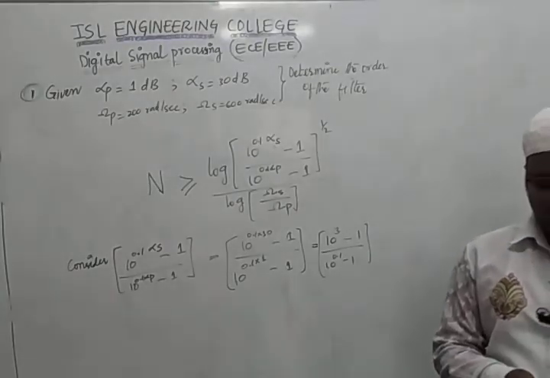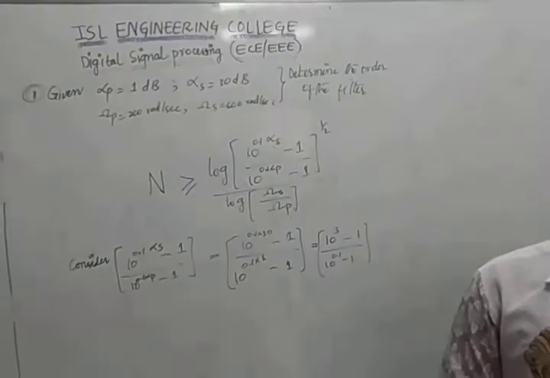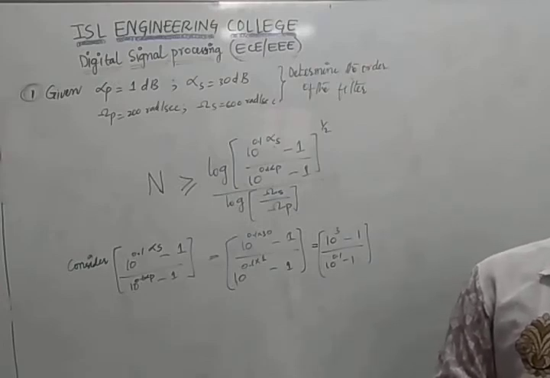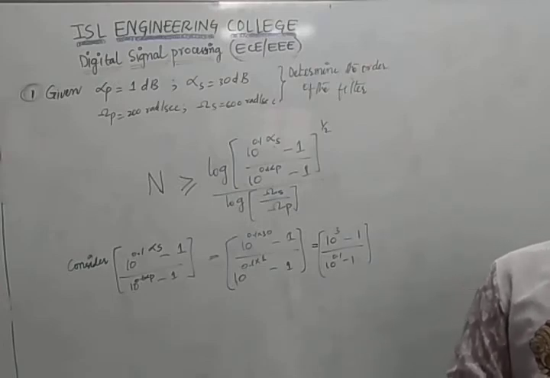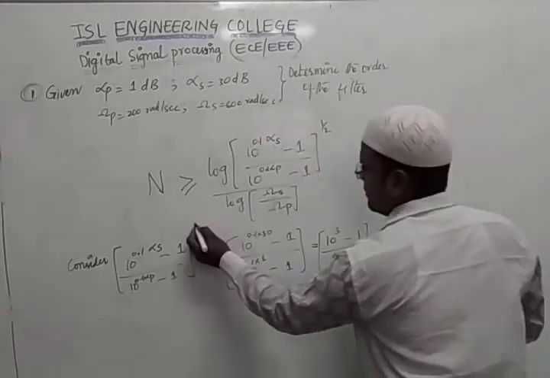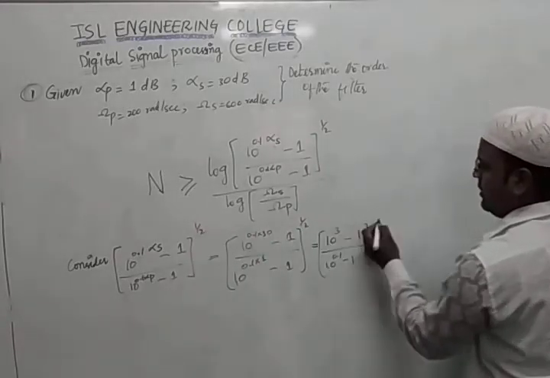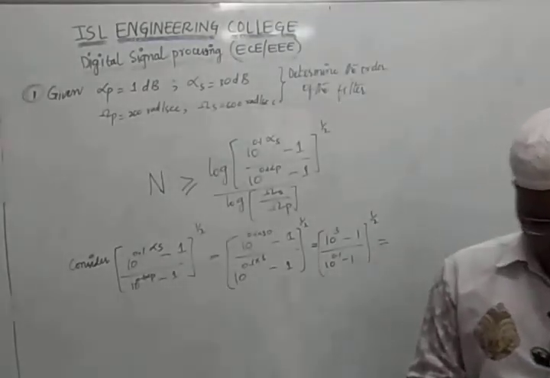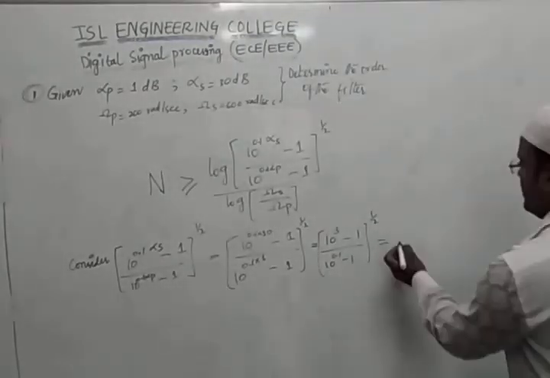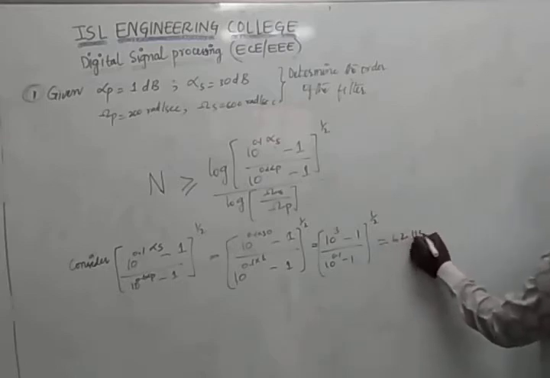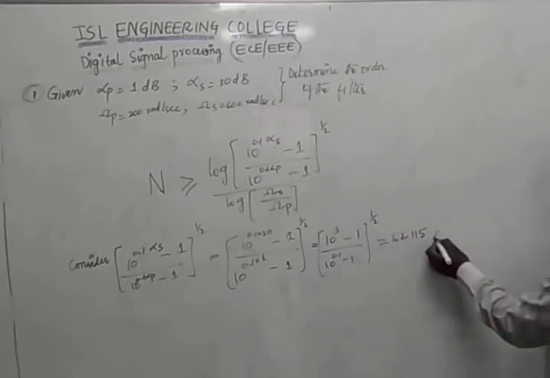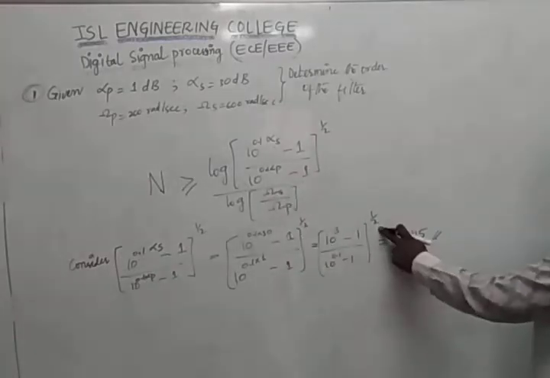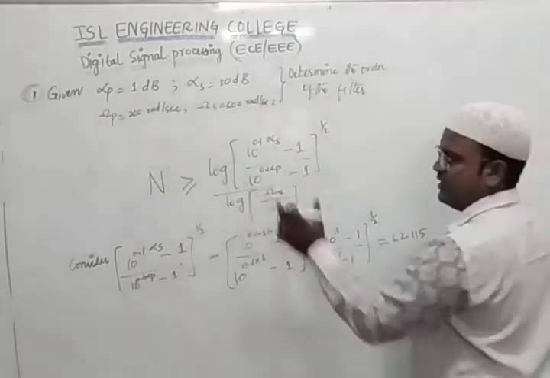If I put it in the calculator, what will I get? I'll get 10 power 0.1 alpha p minus 1 with this one whole root. So it is root here and root here. I'll put it. So I'm getting 62.115. This is the factor. For this numerator factor we found with root. I put the root also, right? So numerator we got. Now I need to find the denominator.